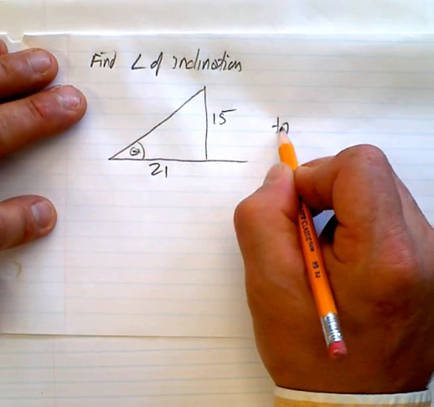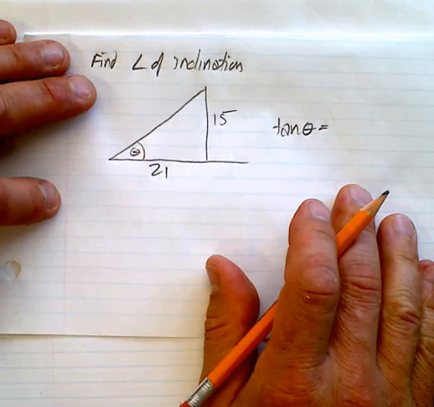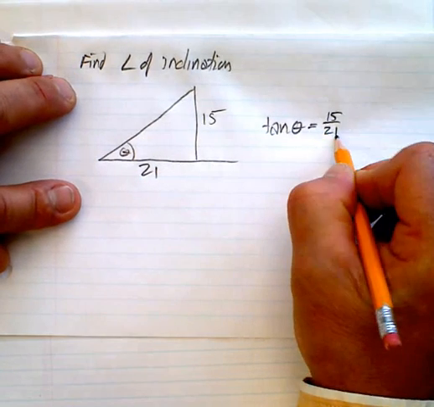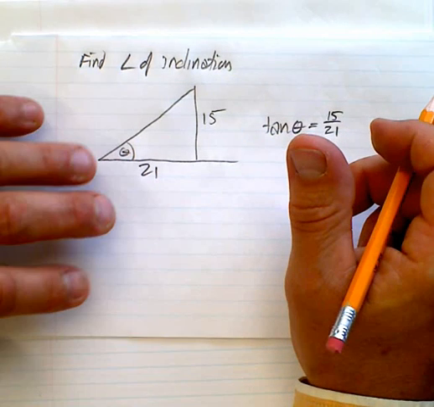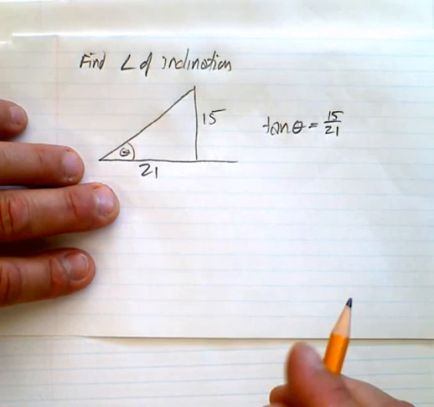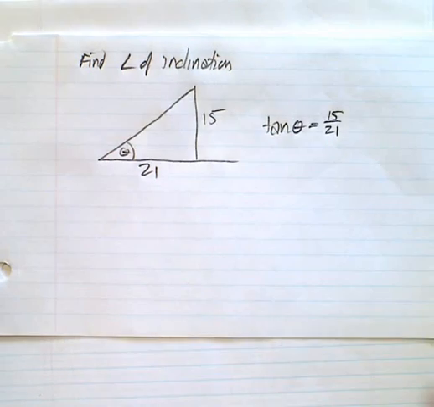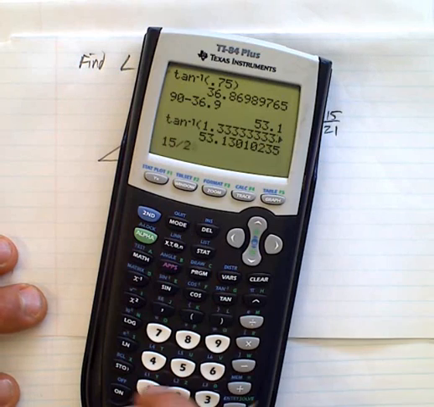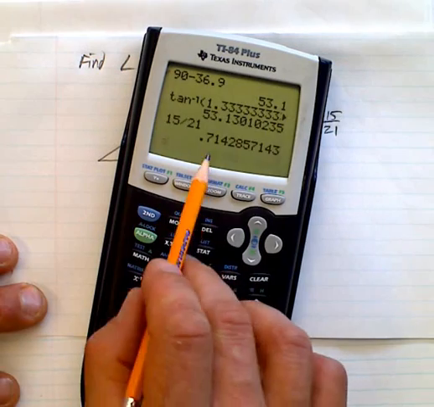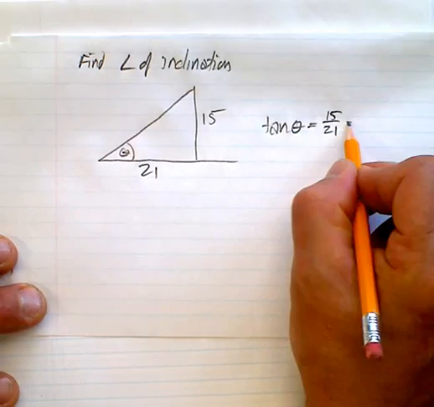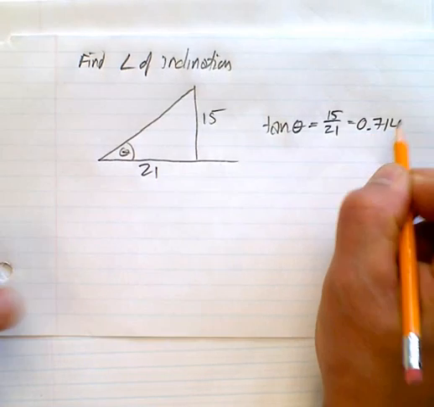Tan theta is 15 over 21. Let's go 15 divided by 21. I get 0.714. That's good enough, 0.714. You can look at your tables here.